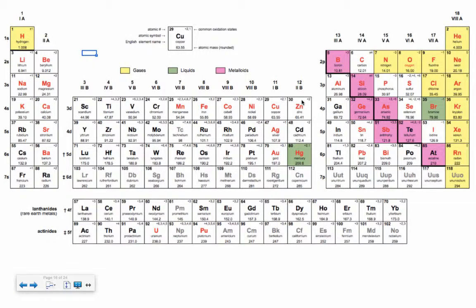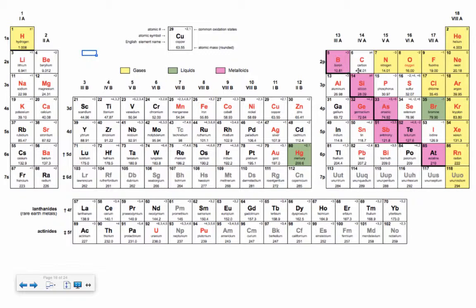Okay, let's take a look at another column that you're responsible for. If we go over to column 13, there's another way to designate these columns, and I'll talk more about where that comes from later, but for the moment let's just call this column 13. We see that in column 13 there are two elements that you need to know, boron and aluminum, and they too only have one possible charge, so that's good.